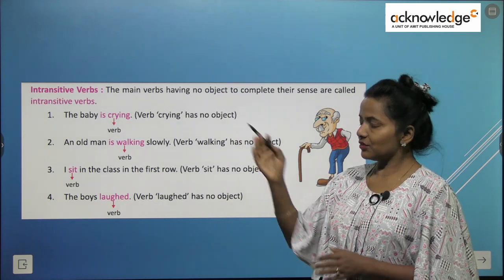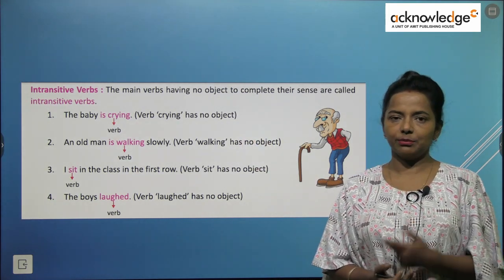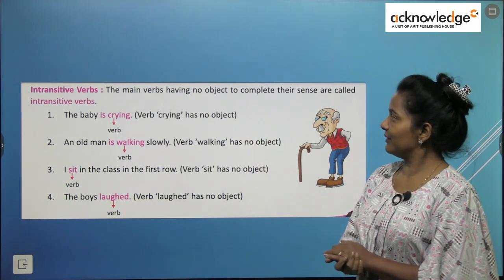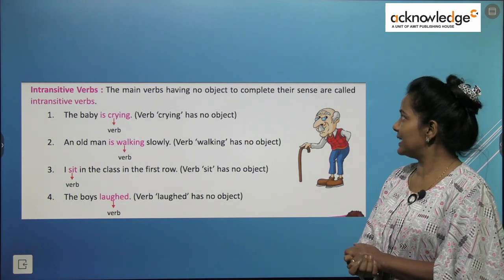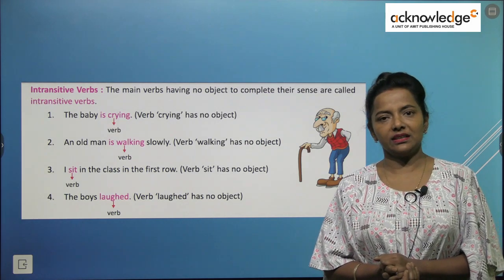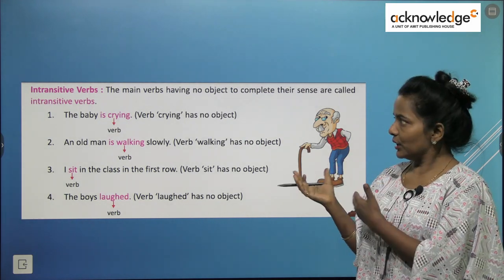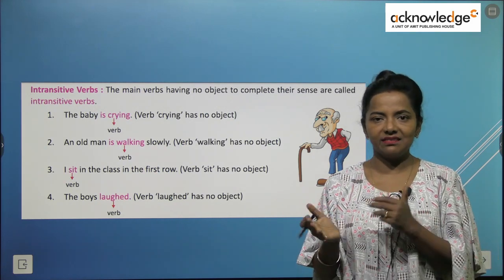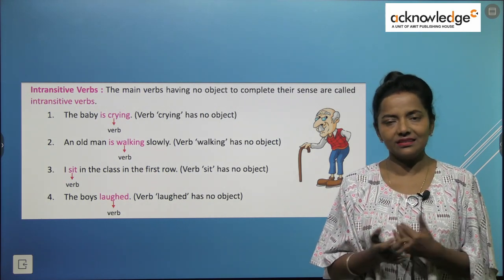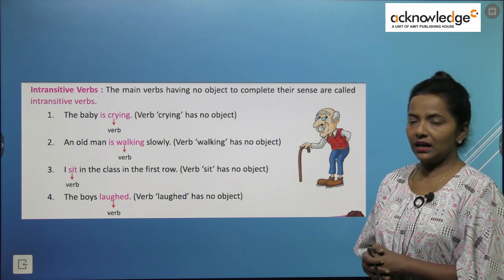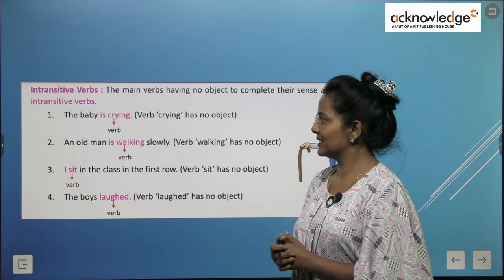Now we come to intransitive verbs. The second type of verb, intransitive verbs. The main verbs having no object to complete their sense are called intransitive verbs. Children, the main verbs which don't need any object to complete their meanings or sense is known as intransitive verbs. Let's see what are those sentences.